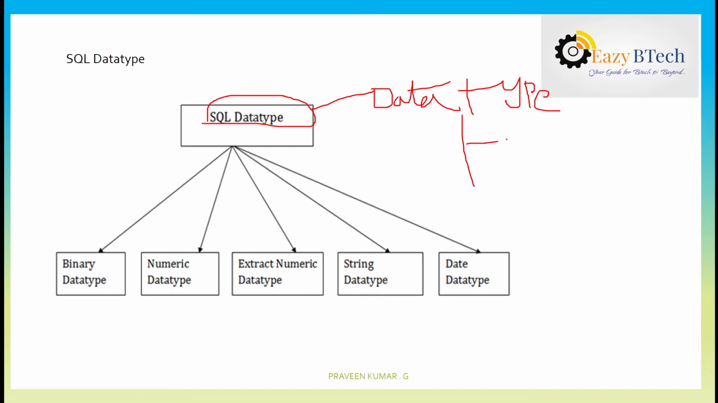Yes, data types are used to allocate the memory. Okay, why do we allocate the memory? What is the need of allocation of memory?